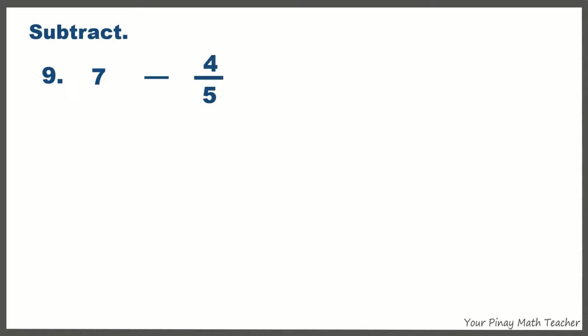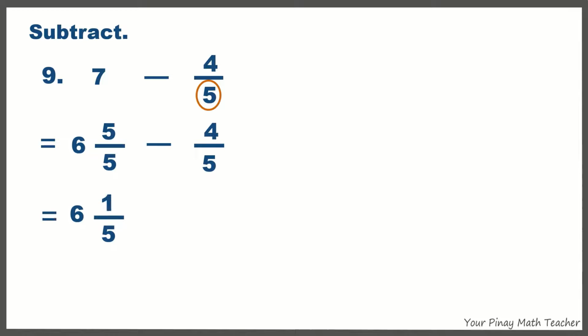At this time, let us subtract whole numbers by fractions without illustrations. Number 9. 7 minus 4/5. Our denominator is 5. It means that 1 whole out of 7 wholes will be divided into 5 equal parts. Thus, we can rename 7 as 6 and 5/5 minus 4/5, so we get 6 wholes and 1/5.